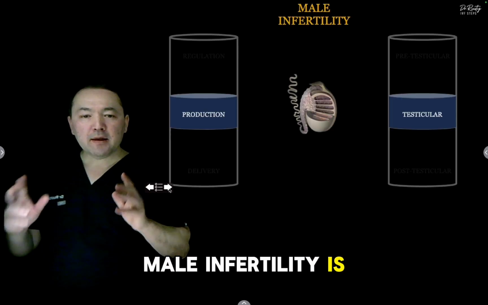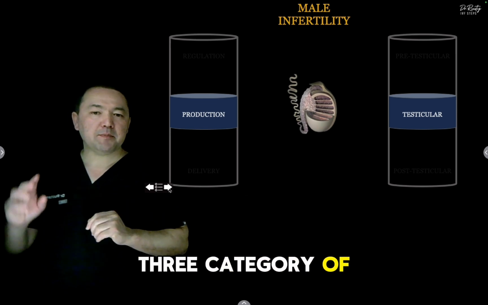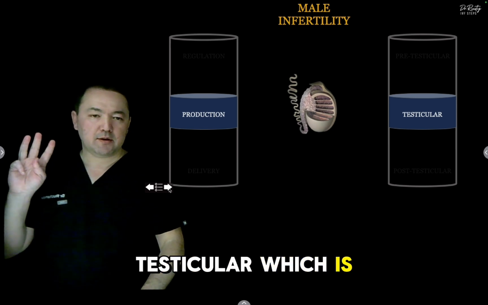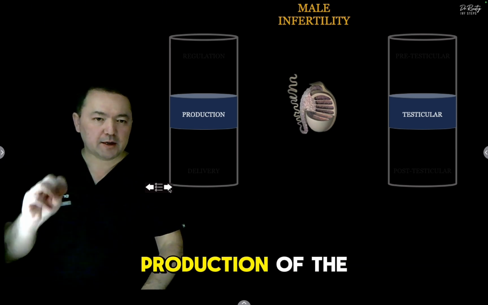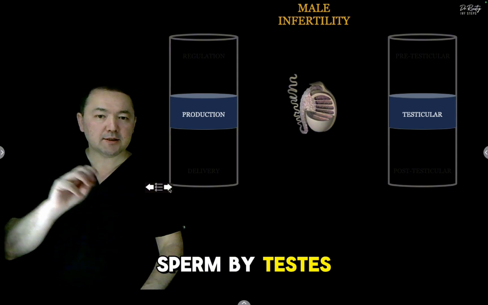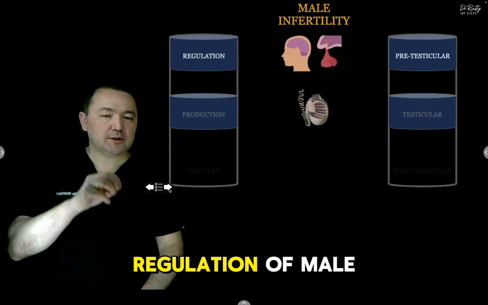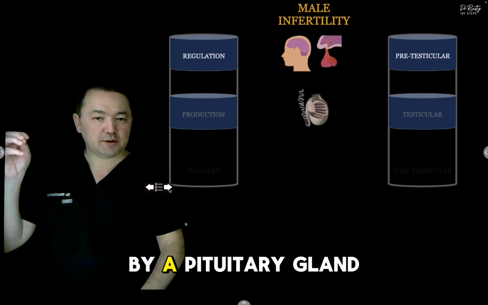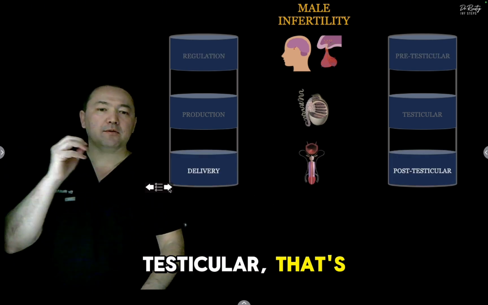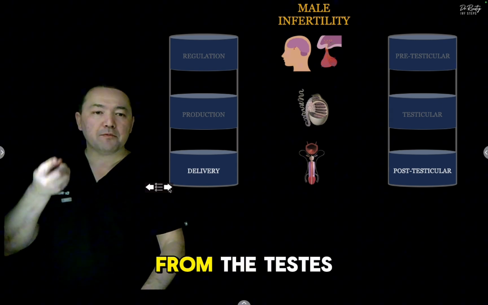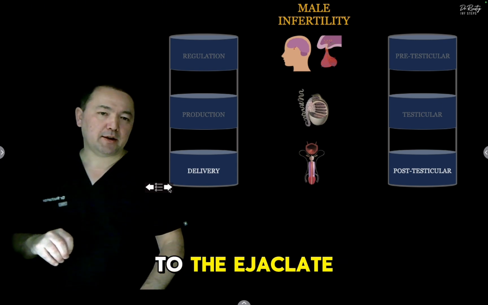So, male infertility is generally caused by three categories of problems. Testicular, which is linked to a problem in the production of sperm by the testes. Pretesticular, that's due to a problem of regulation of male fertility by the pituitary gland. And post-testicular, that's linked to a problem in the delivery of sperm from the testes to the ejaculate.